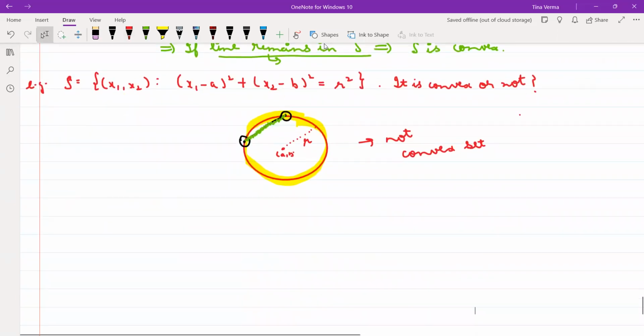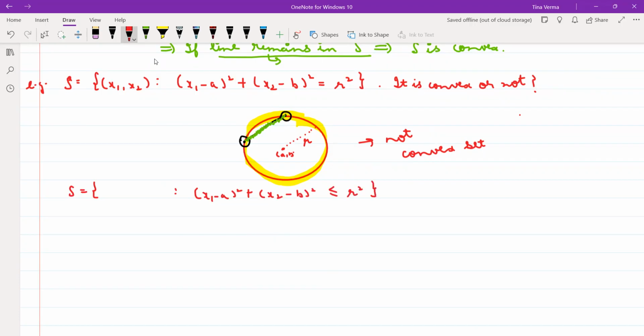Similarly, if I just change this definition, if I am considering the same set but with the condition that x1 minus a whole square plus x2 minus b whole square is less than or equal to r square, then again it still represents your circle, but now it includes all the points lying on the circumference plus the inner points as well. Now this is your S region. This is the region that includes your boundary and takes all the inside points. So this is your region S.